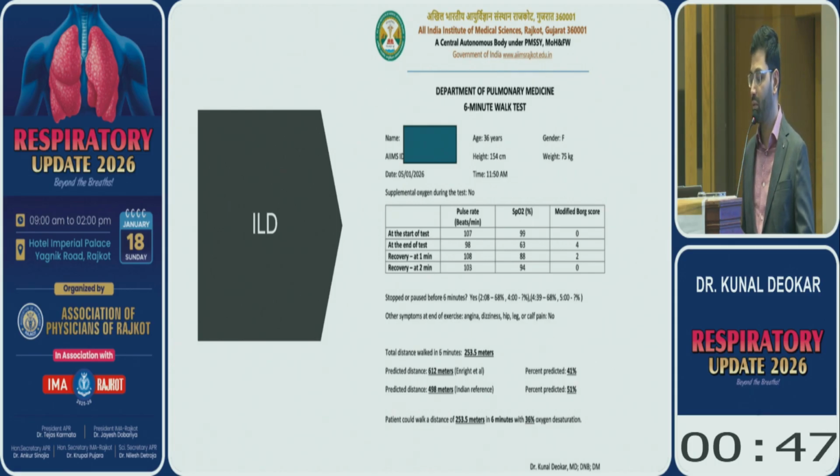What we look at is 6-minute walk distance and how much he has desaturated. So this was a 36-year-old female, case of systemic sclerosis associated interstitial disease. How much she walked in 6 minutes? 253 meters. How much was she expected to walk? 498 meters. So almost 50% reduction, and there was a 36% desaturation, 99 to 63%. So that shows that she had interstitial lung disease, and in addition to that, probably she had pulmonary hypertension. That is the reason why she desaturated so much.